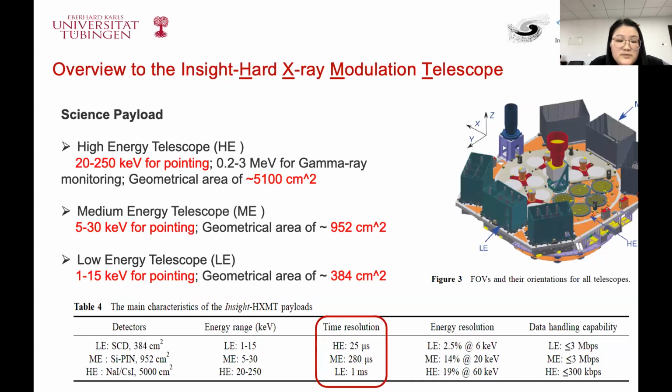For time analysis, besides the geometry areas for the photon counts, we also care about the time resolution. For HE, we have about 25 microseconds resolution, and for ME, we have 280 microseconds. For LE, we have a coarser resolution, about 1 millisecond.